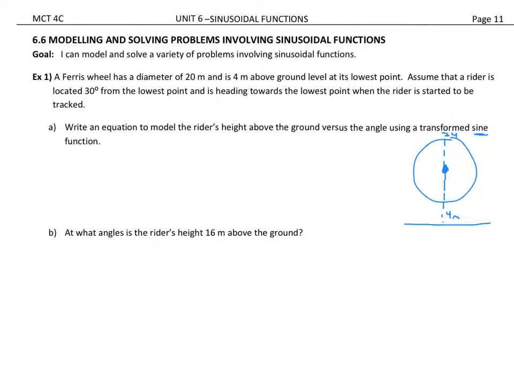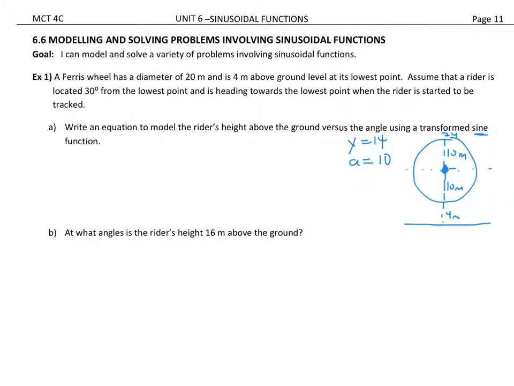So our diameter is 20, which means the radius of the wheel is 10. That gives us our amplitude for our function. So our radius is 10, so this would be 10 and 10, and those are meters. That makes the axle of the wheel 14 meters up. So the equation for the axis of the curve will be y equals 14. Our amplitude will equal the radius of our wheel, which is 10, because we're oscillating between a high of 24 down to a low of 4.